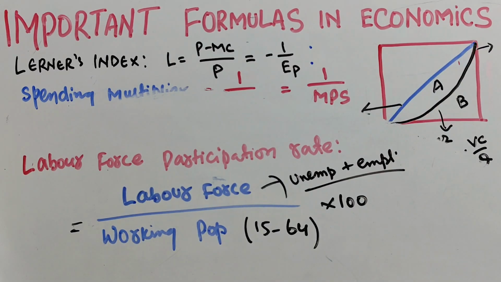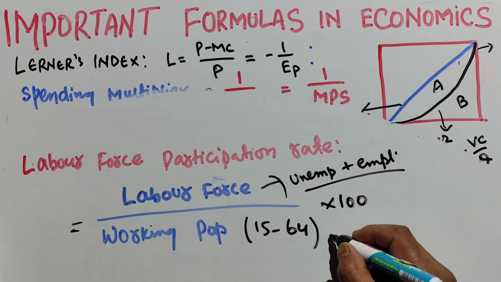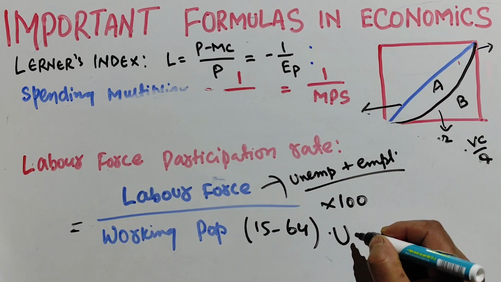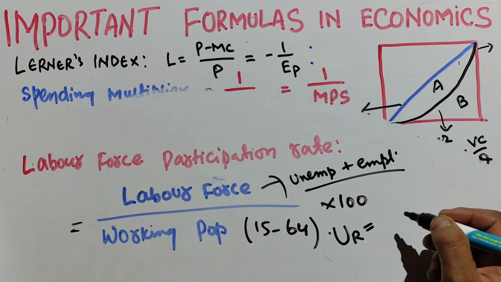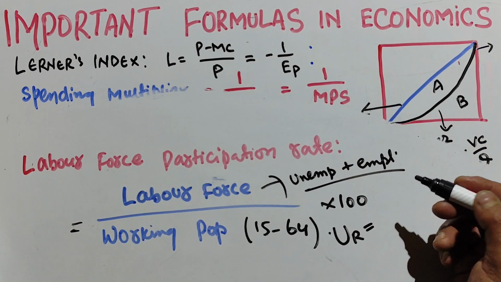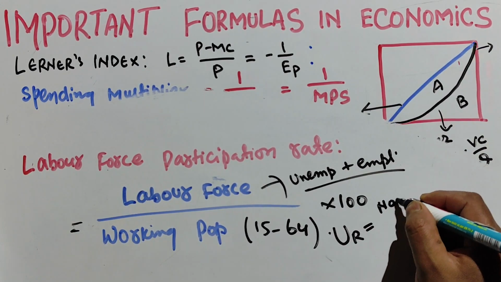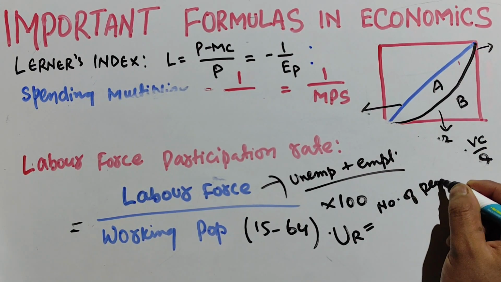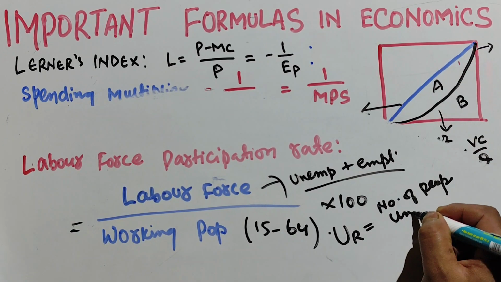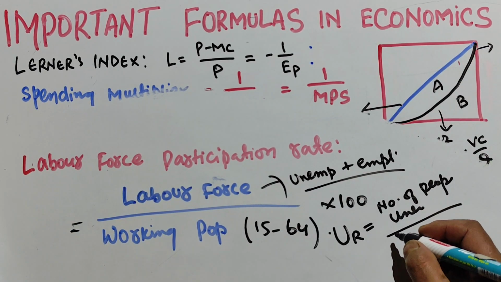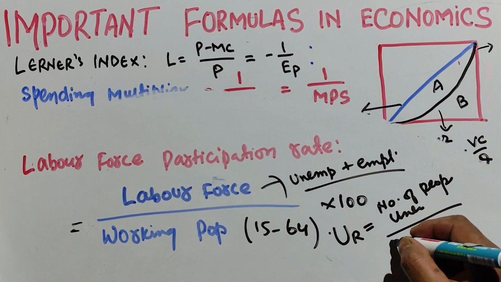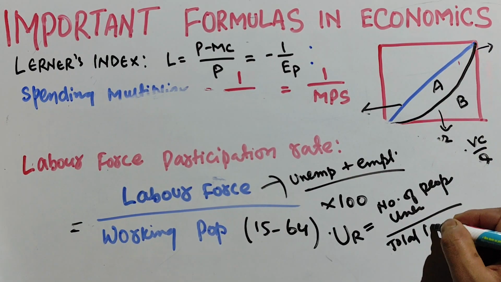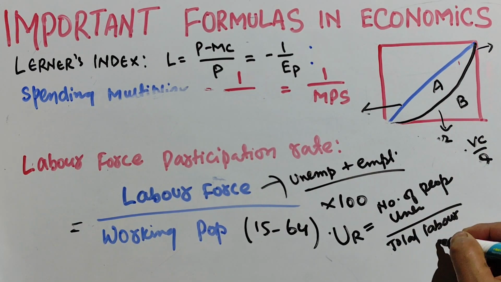Similarly, we can find out the unemployment rate. The unemployment rate is equal to the number of people unemployed divided by the total labor force.